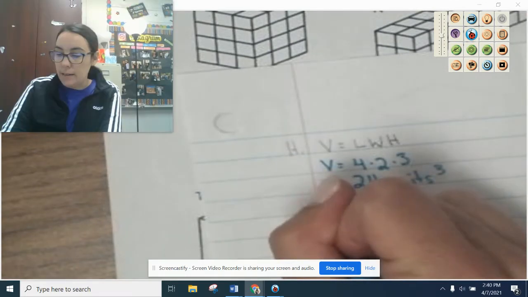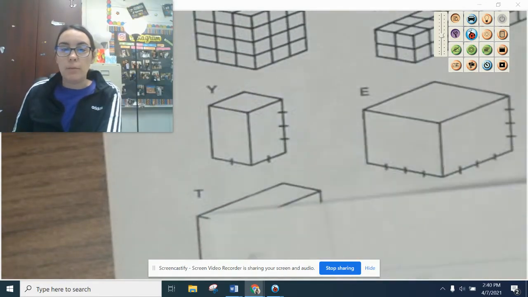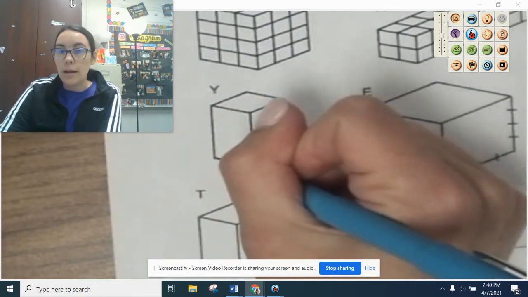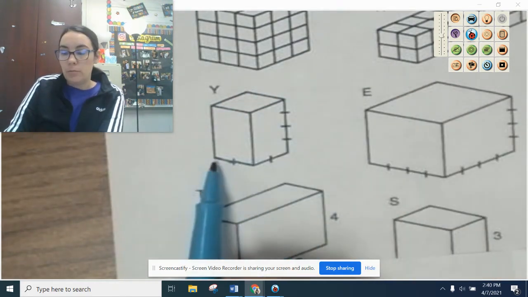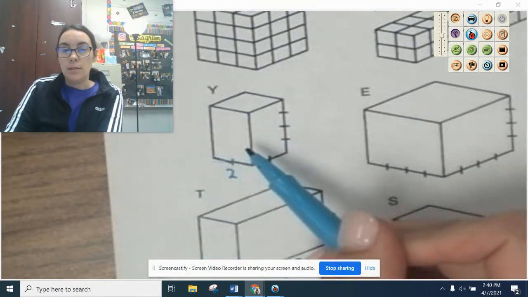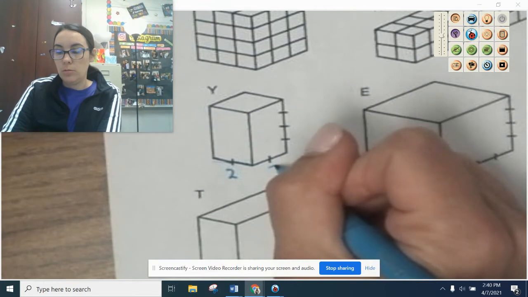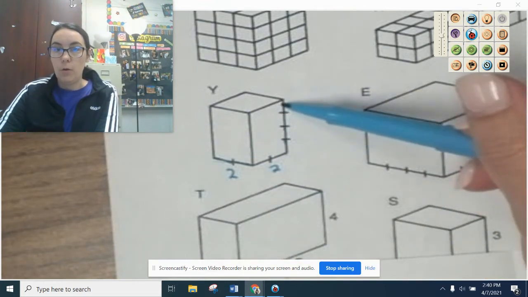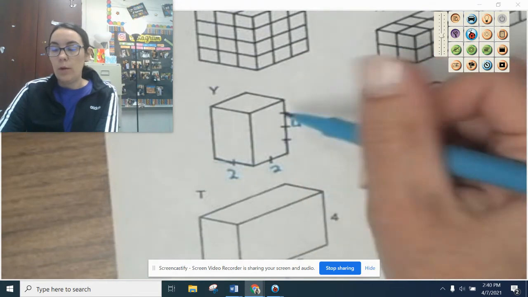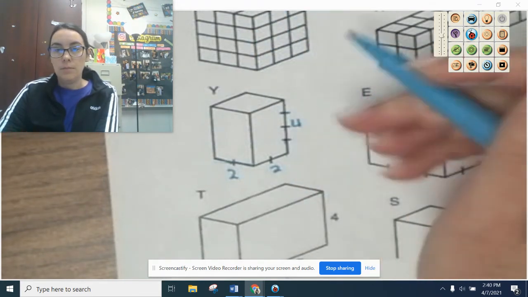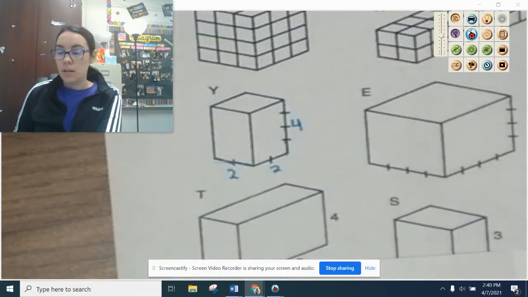So we have Y. If I'm looking at Y, the way this works is you have to think of they're breaking it up into 1, 2. Let me show you that again. 1, 2. So this represents 2. Same thing with this side, 1, 2. And then this side's going to represent 1, 2, 3, 4. So you kind of have to think where they're drawing these lines is kind of where they're making the cubes. Okay, so this one was 4.